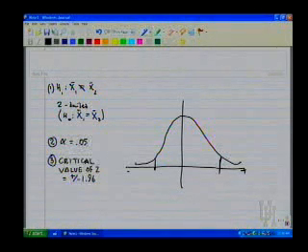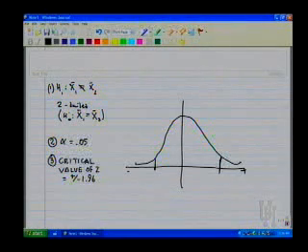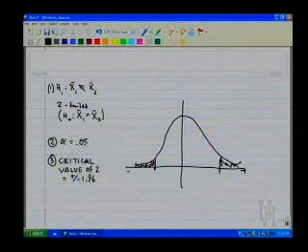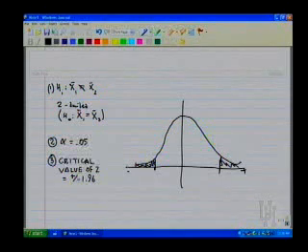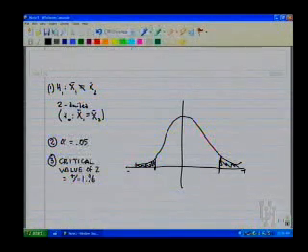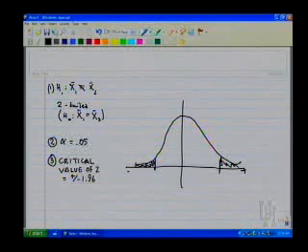That means that in order to reject the null hypothesis, the observed value of Z must be in either this shaded region or in this shaded region. In order to reject the null hypothesis, the observed value of Z must be in this shaded region or in this shaded region. Oui ou non?